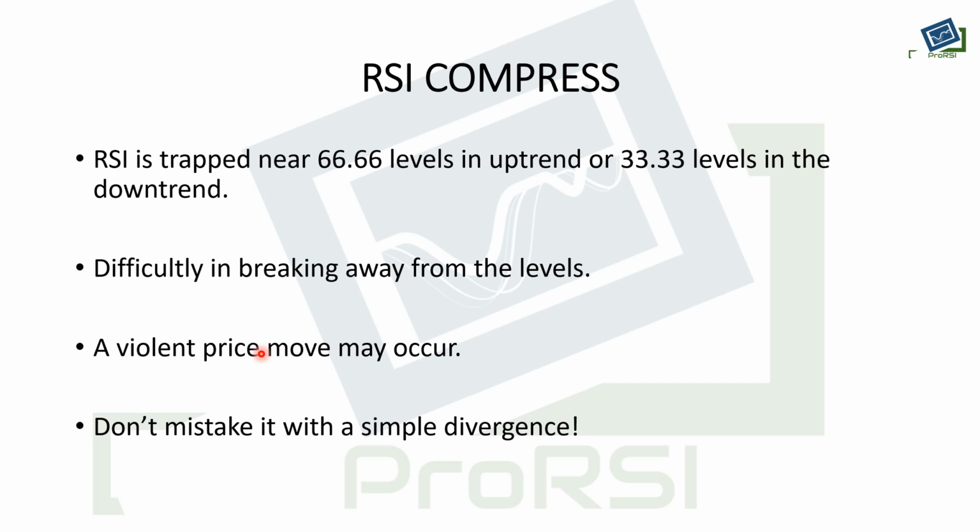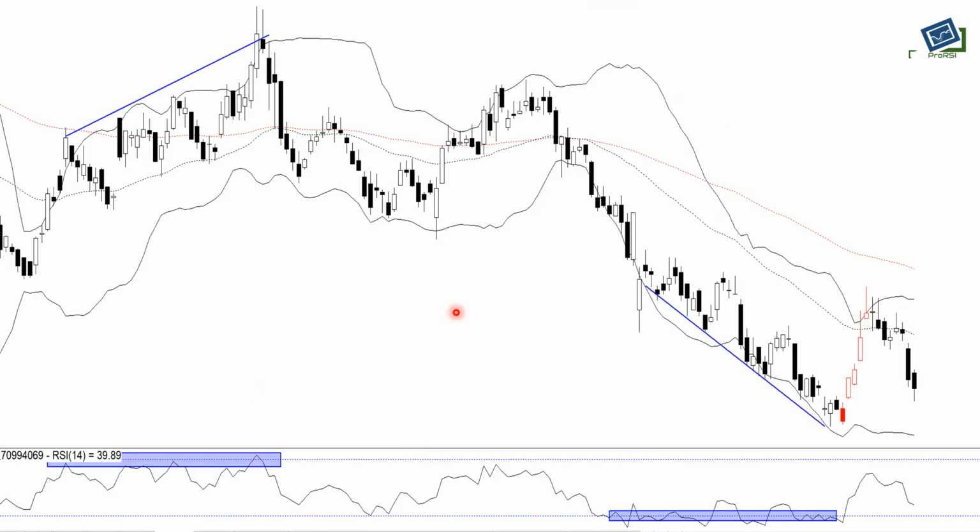So what happens after this type of movement? A violent price move sometimes occurs after this type of compression. This is not a divergence. Please keep that in mind.